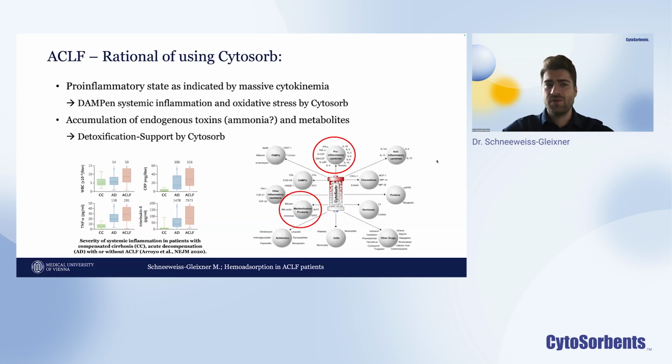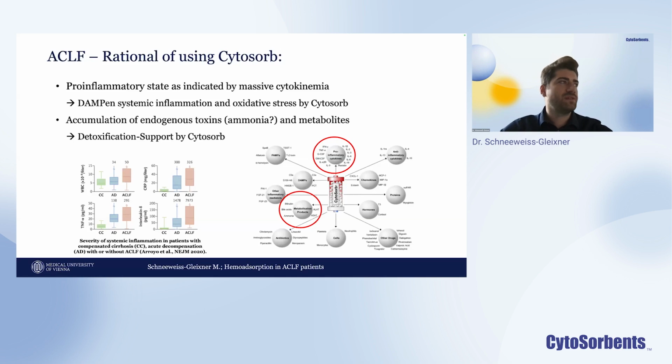So what's the rationale for using the CytoSorb? As I already mentioned, ACLF is a syndrome associated with a high state of pro-inflammatory response, as indicated by high levels of cytokines, as you can see in the left figure, where they compared the cytokine levels and other inflammatory parameters in ACLF patients to compensated and decompensated cirrhosis. As we can see, the pro-inflammation is much higher in ACLF patients compared to the other two cohorts. The second thing is that during liver failure or acute-on-chronic liver failure, we always want to hinder the body from becoming more and more intoxicated with endogenous toxins.